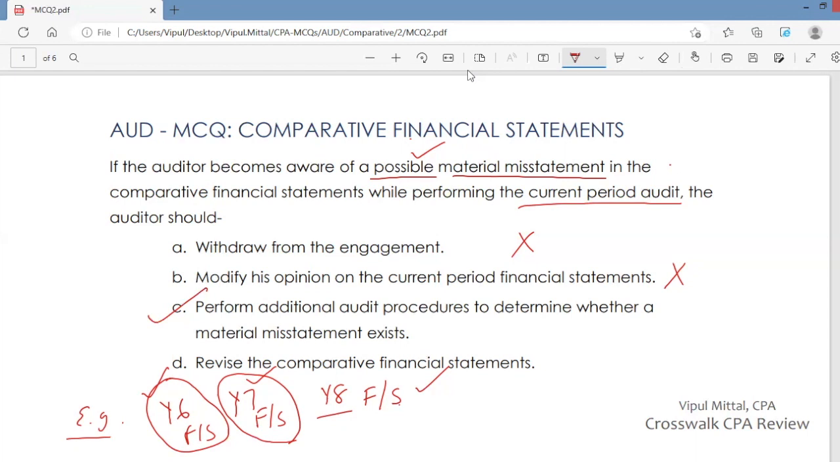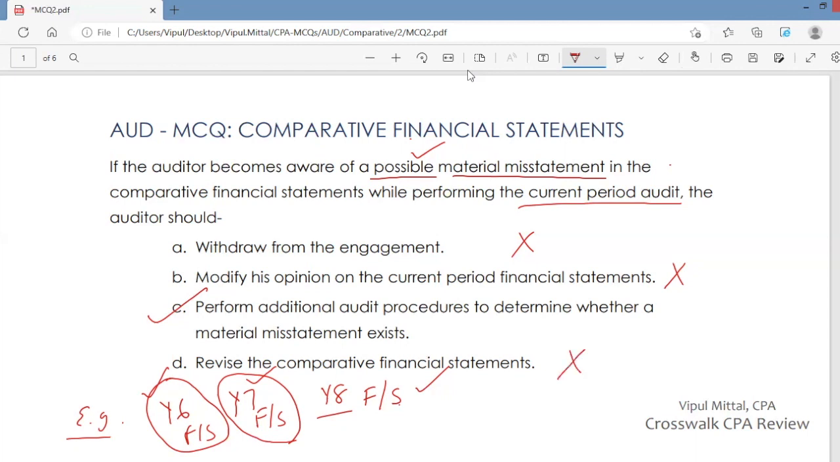Question is whether there is really a need to revise the financial statements, you're not sure. You will come to know only when you perform more procedures and get evidence whether there in fact is a material misstatement or not. So you would certainly not revise the comparative financial statements. So this is not your answer.